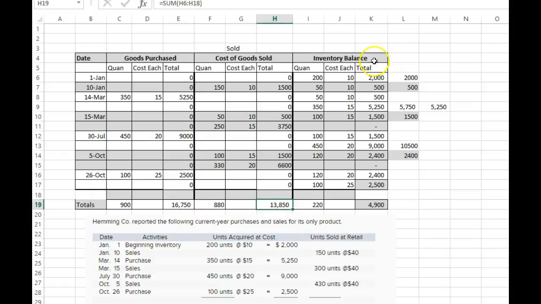$13,850. Now that's using FIFO, which means I always use the first pile first and then the second pile. So I'm always taking the very first one in for the first one out. That is first in, first out.